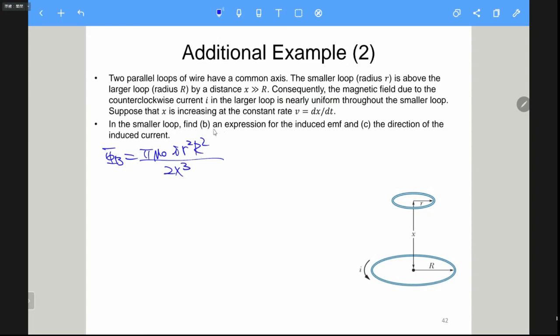Okay, here it is asked, find an expression for the induced EMF and the direction of the induced current. So here we need to make use of Faraday's law. EMF equals negative d phi b dt. We only have a single loop here, so we have N equals 1. Yeah. So we take the derivative of this expression with respect to time. Most of the terms are constant, so we only have minus pi mu naught I r square capital R square over 2. This x is changing with respect to time, so we need to have d dt of 1 over x cube, like this.